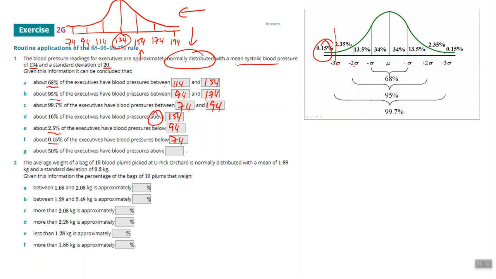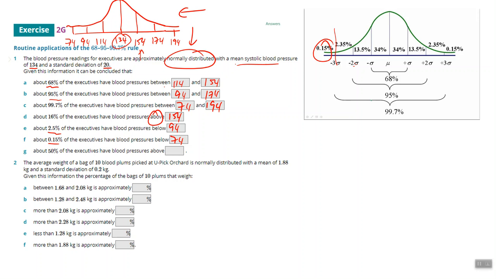Okay, so it's 3 standard deviations. I count 1, 2, 3. Hang on, give me a second. Lost track. 1, 2, 3. Okay, yeah. So 1, 2, 3. It's meant to be below 74, which is great.